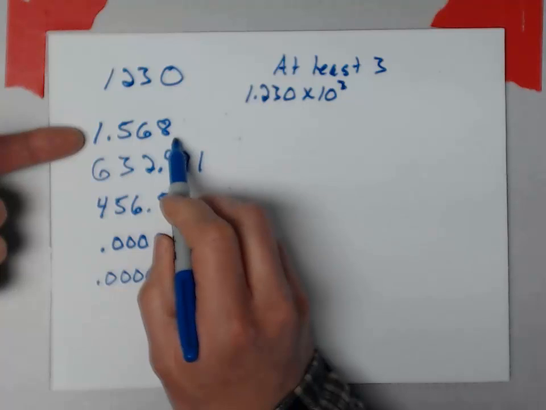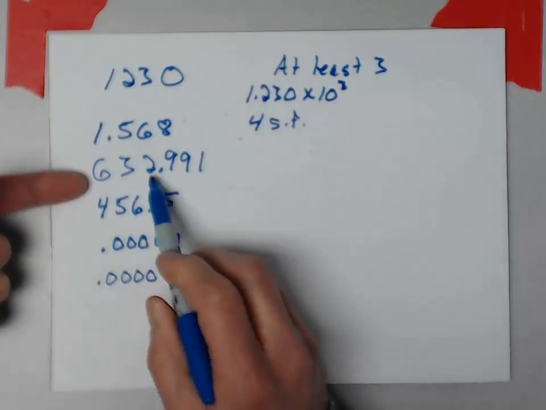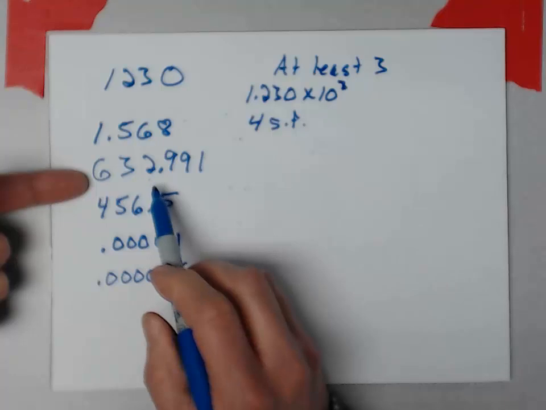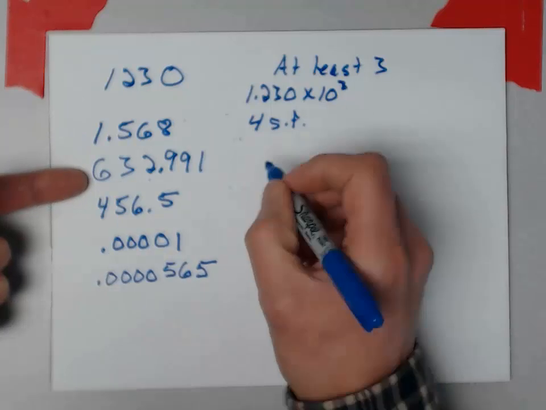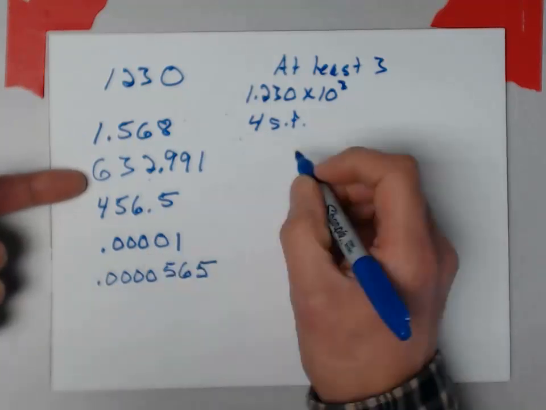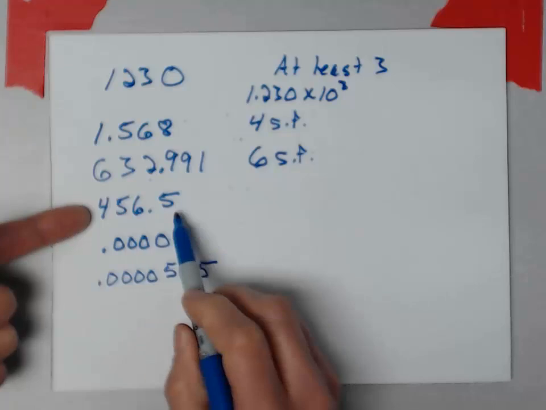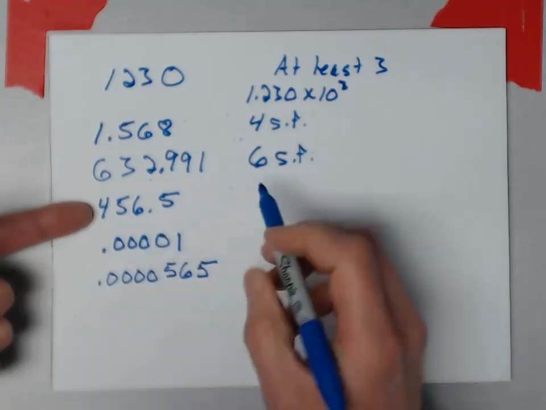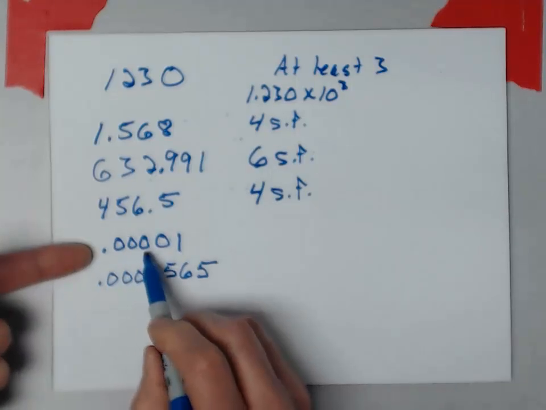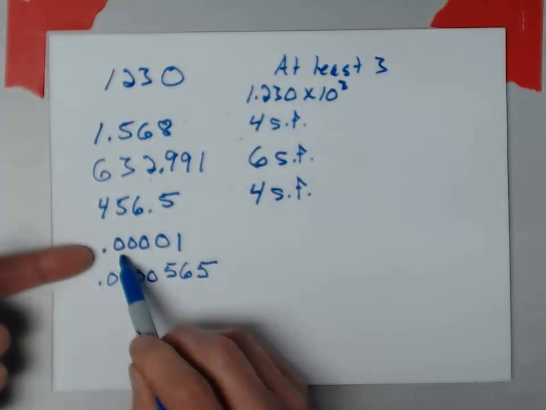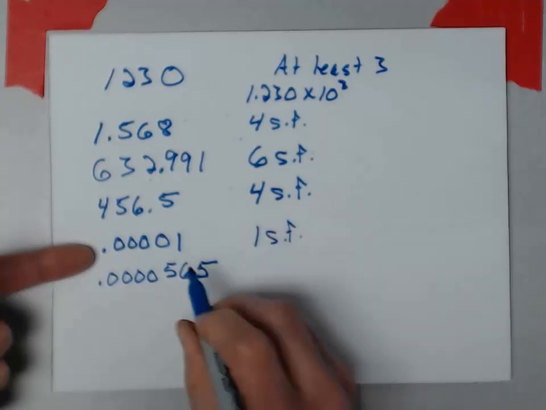1.568, writing the number that way, it's got 4 significant figures. 632.991, that's got 6. That's how many digits there are from the leftmost to the rightmost non-zero digit, and that would include 0 digits in between there. So this one has 6 significant figures. 456.5, that has 4 significant figures. 0.00001. These leading zeros are not significant. This one only has 1 significant figure. It's that 1 right there.